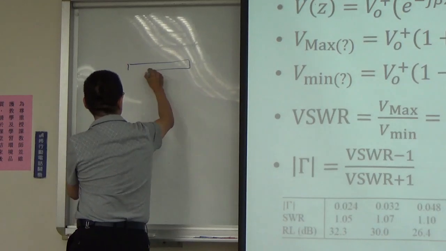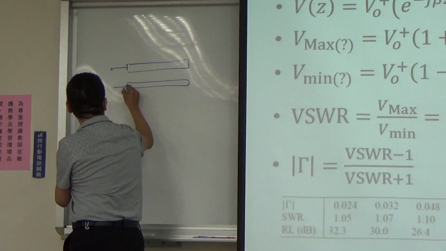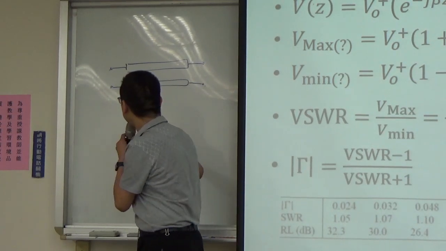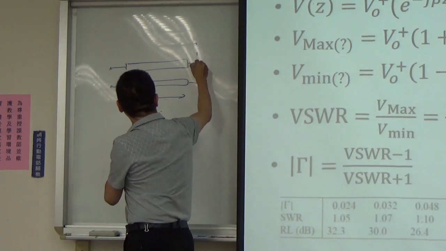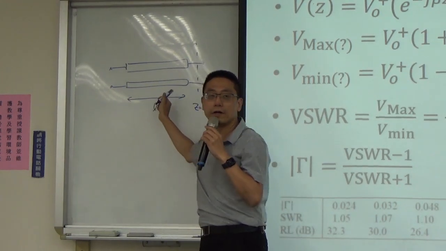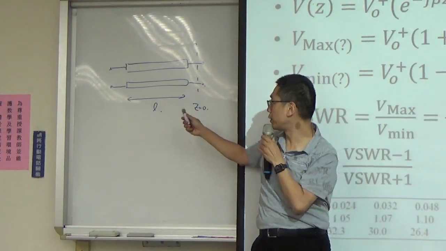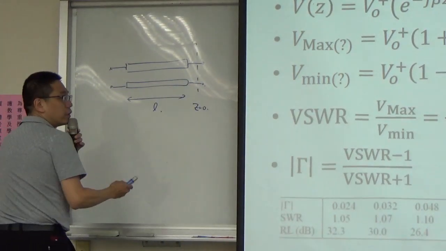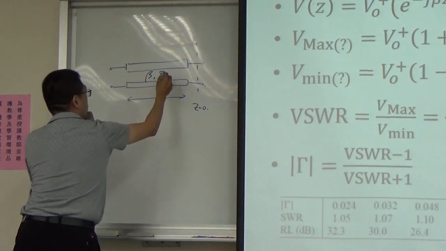Alright, let me explain more. If I have a high frequency transmission line, it has a length L, and the important notations are beta and Z0. Okay, I have a transmission line.